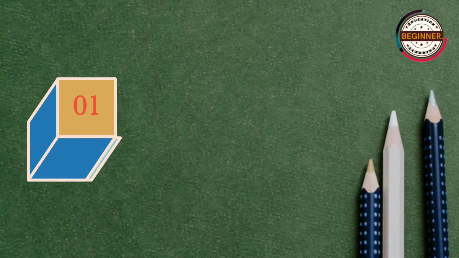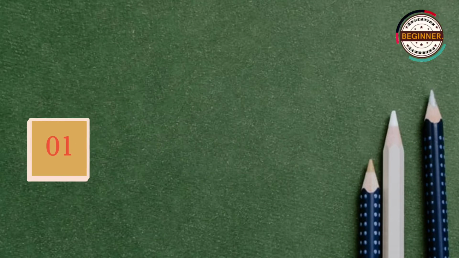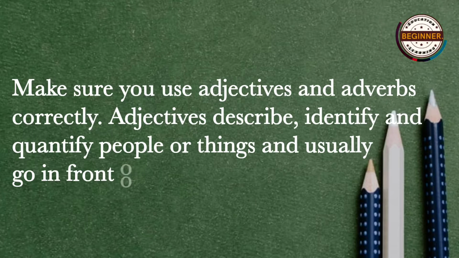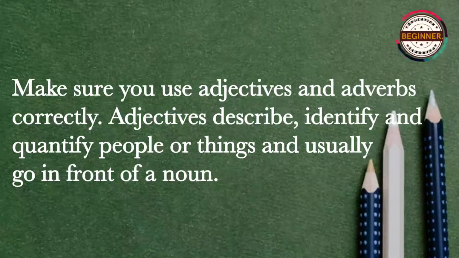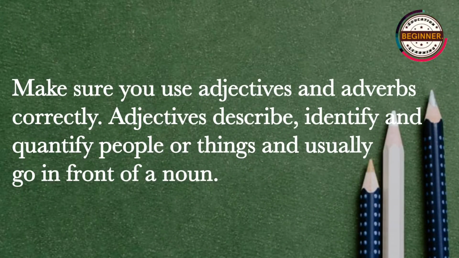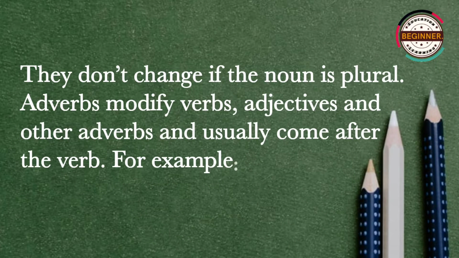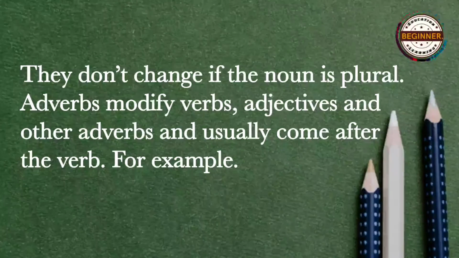1. Adjectives and adverbs. Make sure you use adjectives and adverbs correctly. Adjectives describe, identify and quantify people or things and usually go in front of a noun. They don't change if the noun is plural. Adverbs modify verbs, adjectives and other adverbs and usually come after the verb.